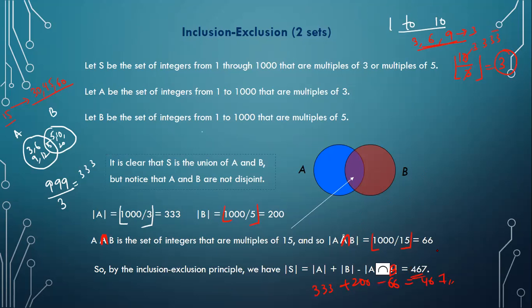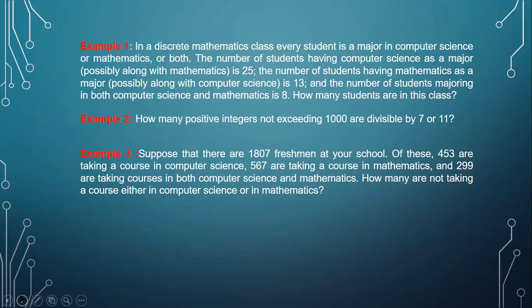So this is an example problem for the principle of inclusion-exclusion. Similarly, we will see a few more example problems. So the first problem: in a discrete mathematics class, every student is a major in computer science, that is, he is majoring or getting a degree in computer science or mathematics or both.